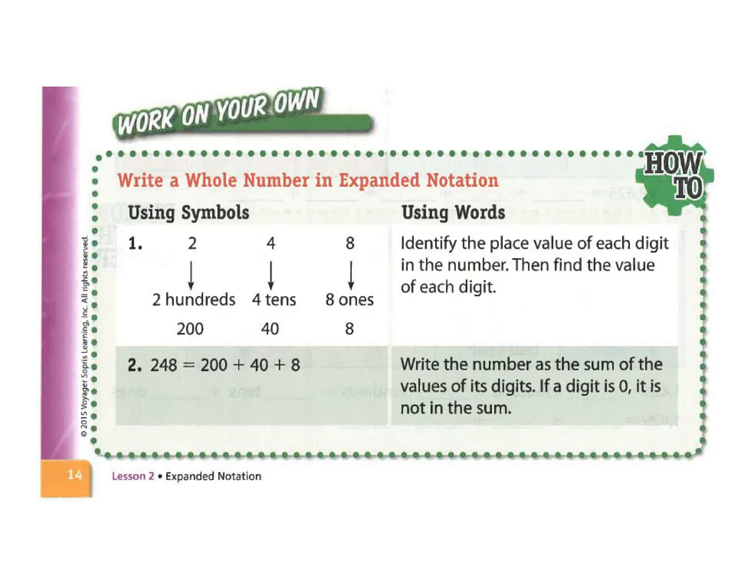Okay, so here's at the bottom of page 14. It says write a whole number in expanded form. So using symbols, if we have 248, we have 2 hundreds, which equals 200, 4 10s, which is 40, 8 ones, which is 8. So we identify the place value of each digit in the number, then find the value of each digit. So that's what we did right here. And then 248 in expanded form is 200 plus 40 plus 8. So you would write the number as the sum of the value of its digits. If a digit is 0, it is not in the sum. So if you have a 0 in any of the places, you don't need to include it.